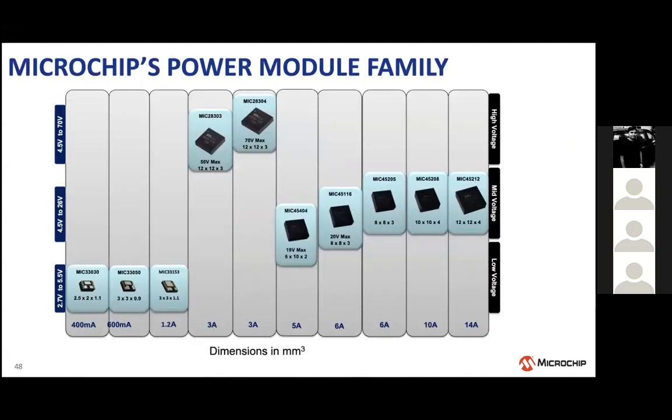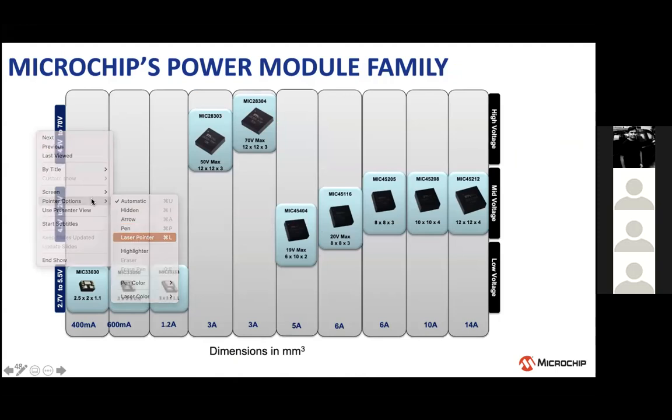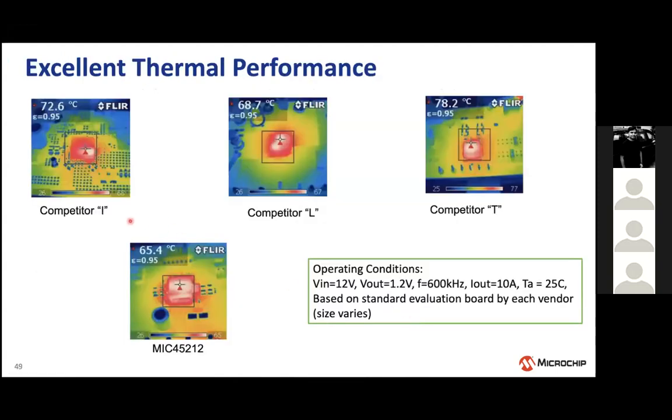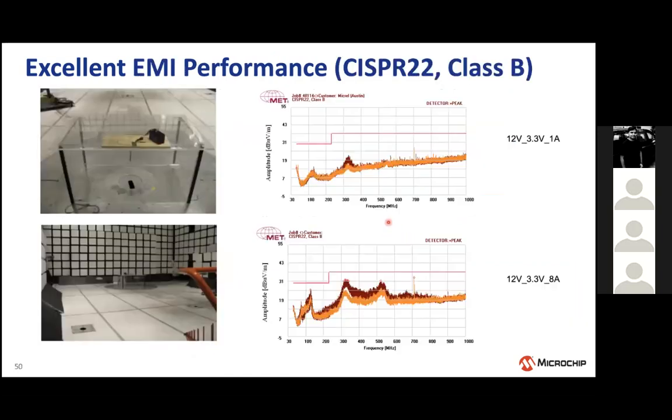This is our portfolio. We support from 400 milliamps all the way to 14 amps, with the capability of up to 70 volts. The y-axis is basically the voltage, and the x-axis is the current. We have thermal benchmarking, much better compared to our competitors' similar modules in the market. All these reports are available.